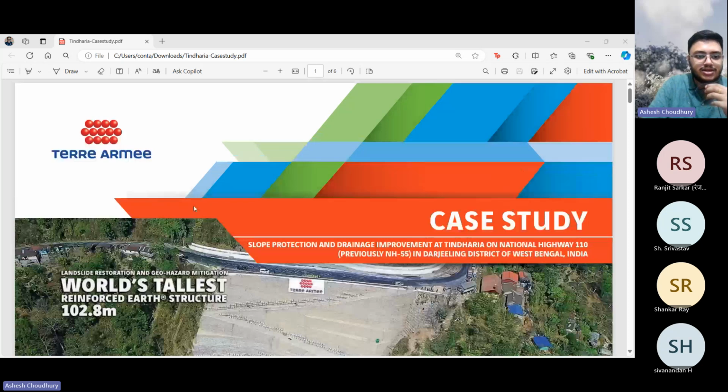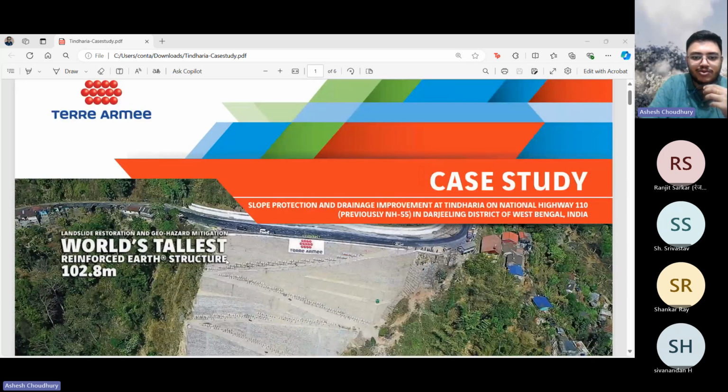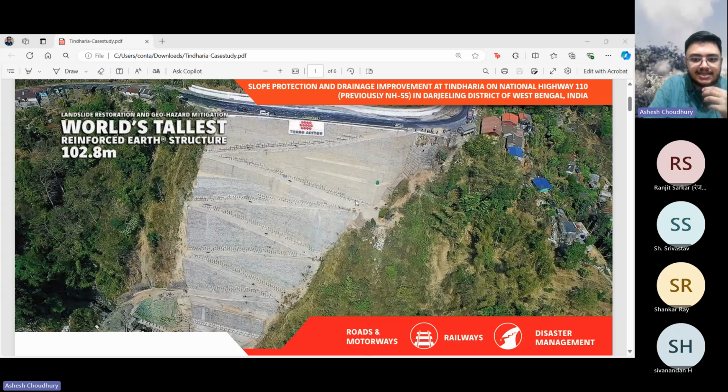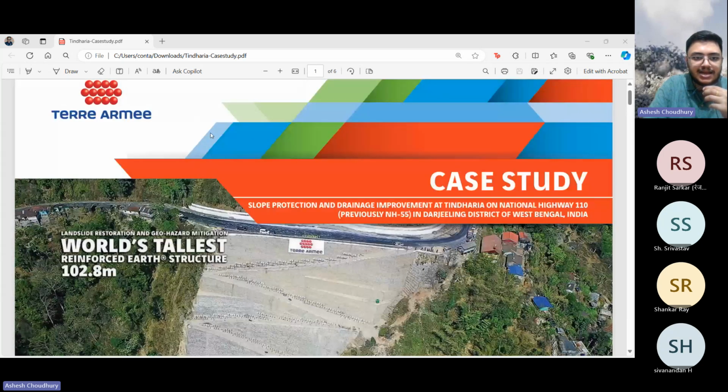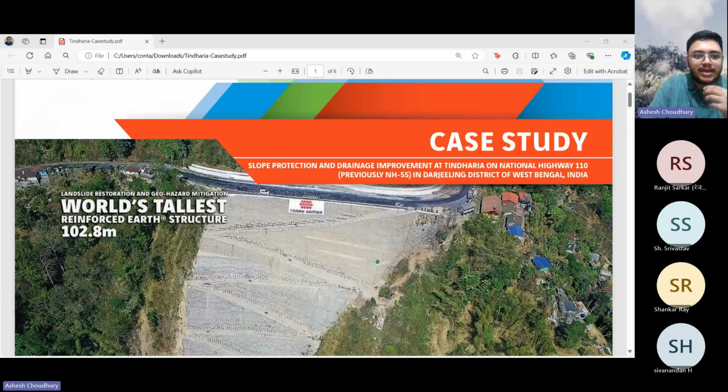So Terre Armee constructed this, the world's tallest reinforced structure. You can see this is the highway, and this highway actually failed due to a landslide. Along the highway you also have the Darjeeling Himalayan Railway, the UNESCO World Heritage Railway, the toy train that runs from Jalpaiguri to Darjeeling. That railway line also goes here, and this is one of the most important highways that connects Darjeeling and those regions to West Bengal.